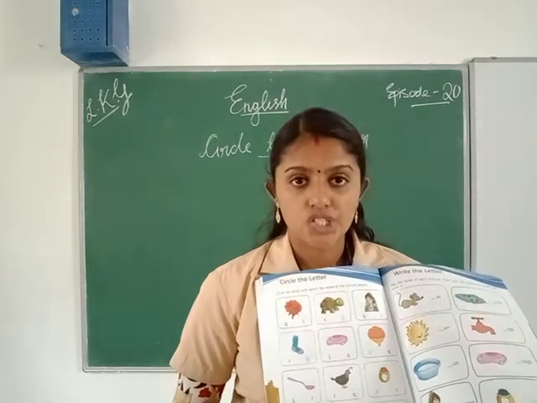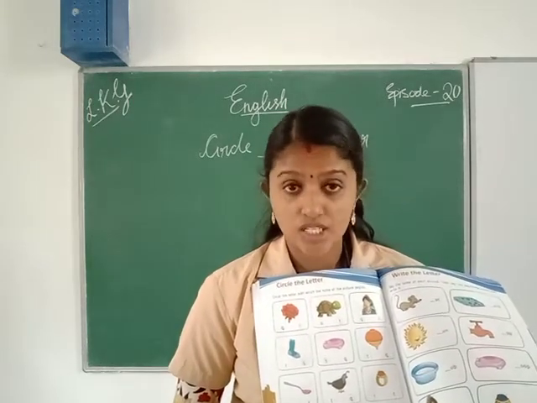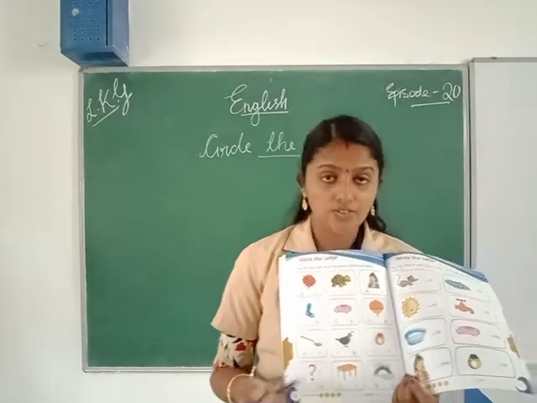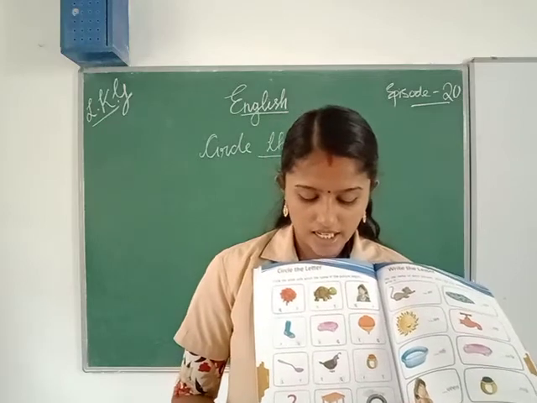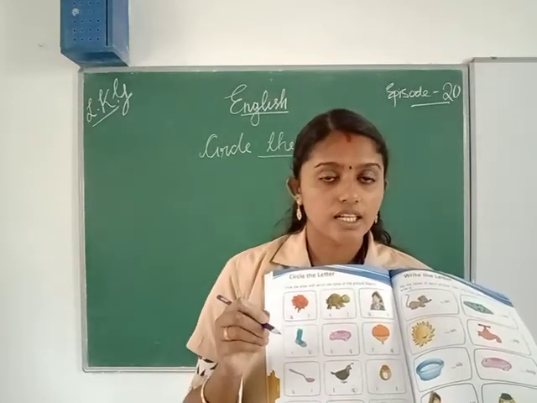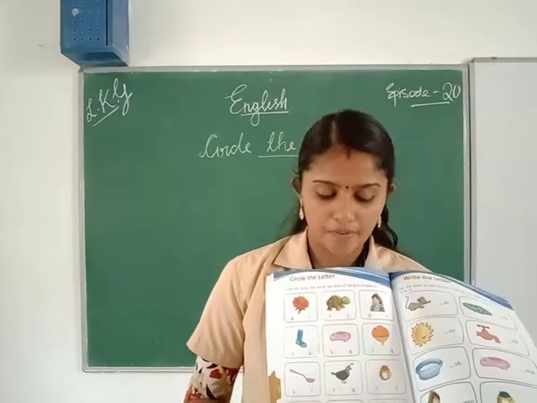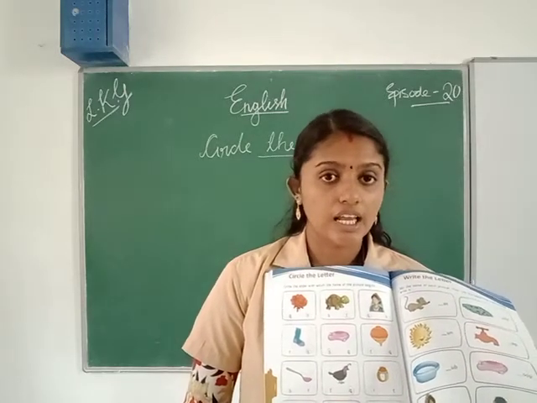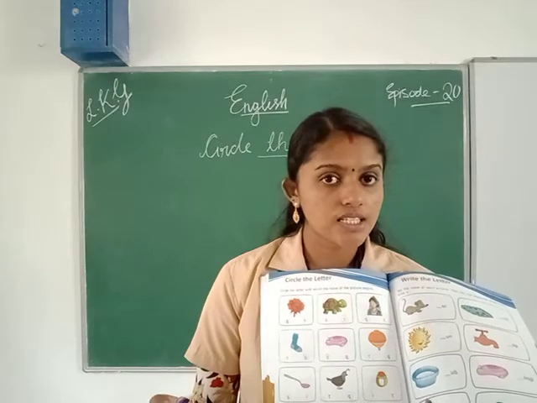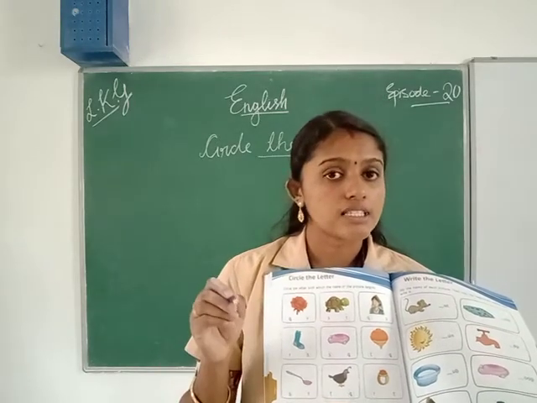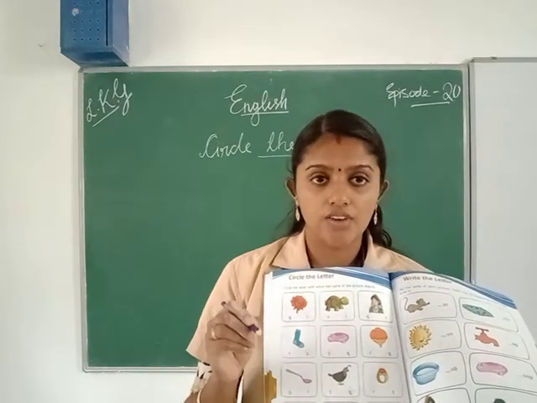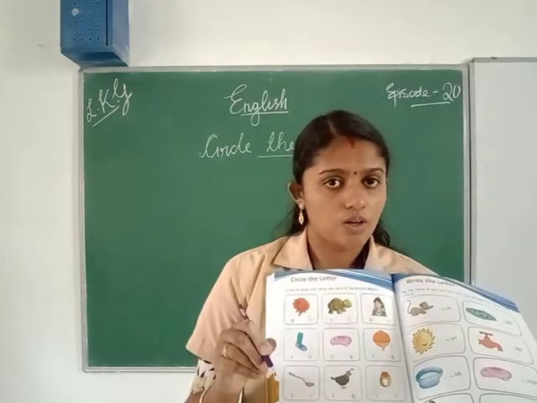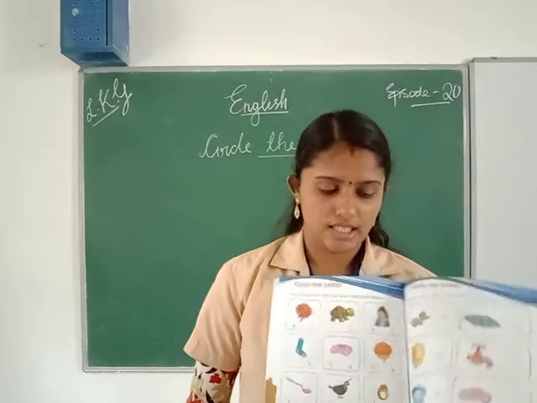Next one, table. What is this? Table. Say now. Table. T for table. This is table. Circle the letter T. Next one, rainbow. What is this? Rainbow. Which letter is first? Yes. Say now. R. Rainbow. R. Which letter? R. All of you understood? Yes.